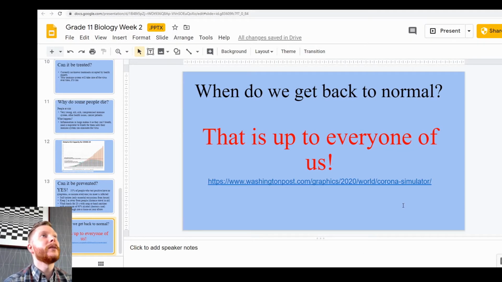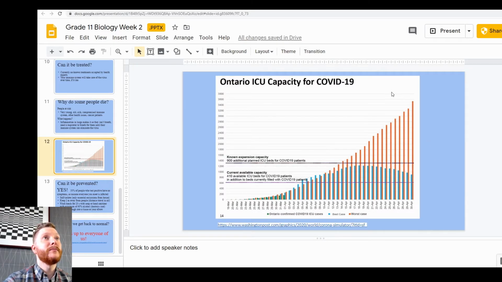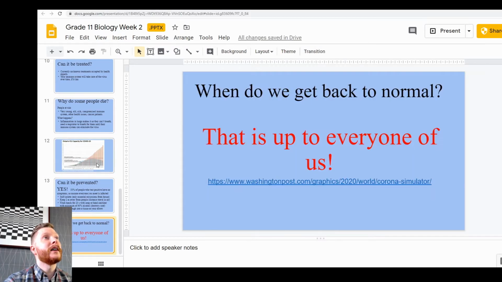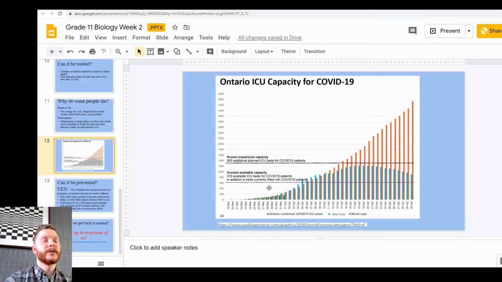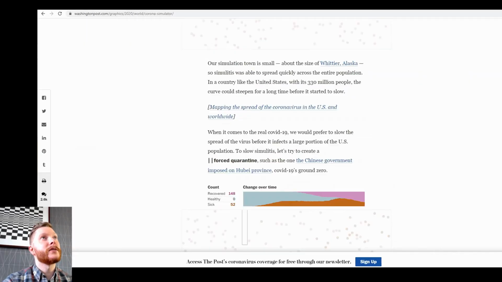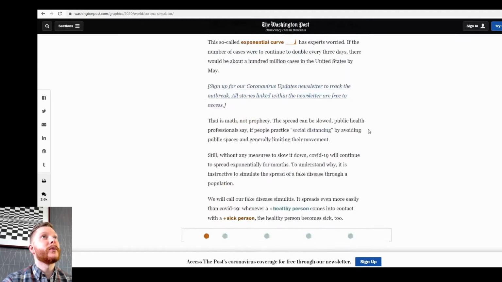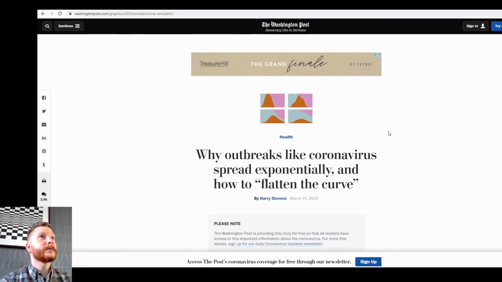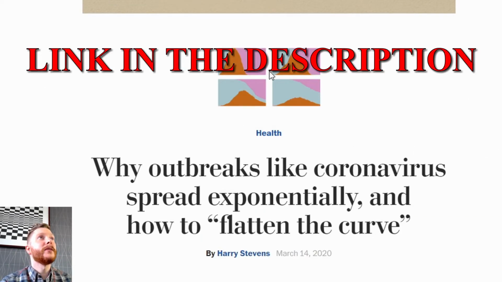Okay, the one I want to show you last. Your basic goal this week is to find an article. Maybe it's the same graph you found last time. Maybe it's this graph, right? But you're going to find some kind of graph that you wrote a results section for last time, and now you're going to write an analysis section. So I'll give you one website I found really helpful. This is the Washington Post.